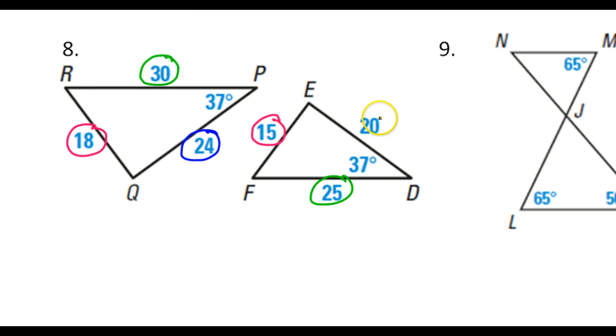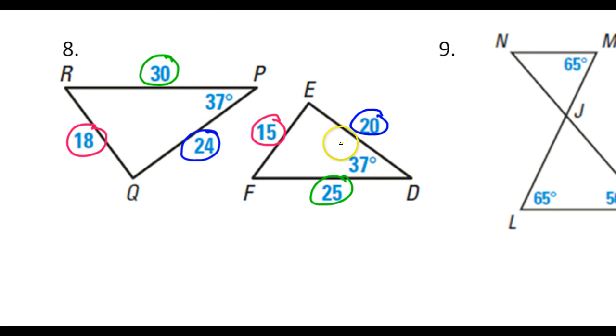So blue and blue. Okay, so you see how this 37-degree angle is between the blue and the green, and this 37-degree angle is between the blue and the green. So we have a shot at side-angle-side similarity. So let's go ahead and test for that. Because that way we only have to do two colors, two pairs, instead of all three. So it's quicker. So let's check.